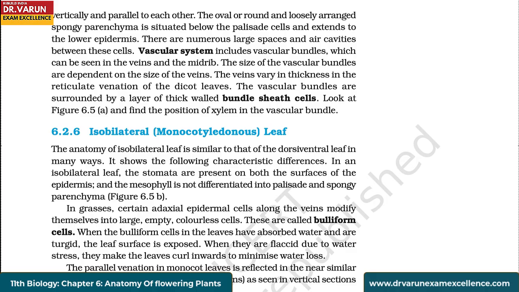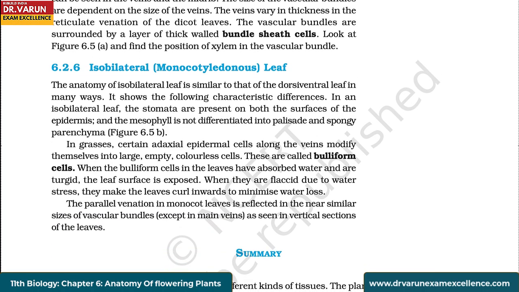Vascular system includes vascular bundles which can be seen in the veins and in the midrib. The size of the vascular bundles is dependent on the size of the veins. The veins vary in thickness in the reticulate venation of the dicot leaves. The vascular bundles are surrounded by a layer of thick-walled bundle sheath cells. Look at the figure and find the position of xylem in the vascular bundle.